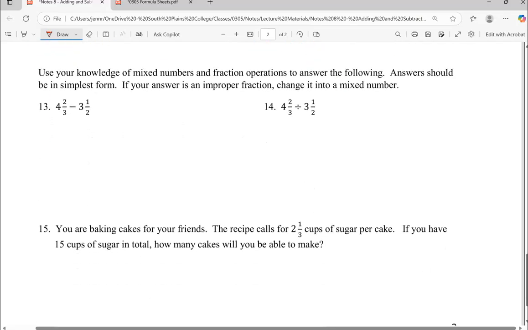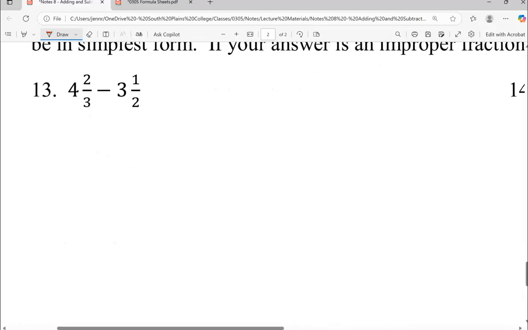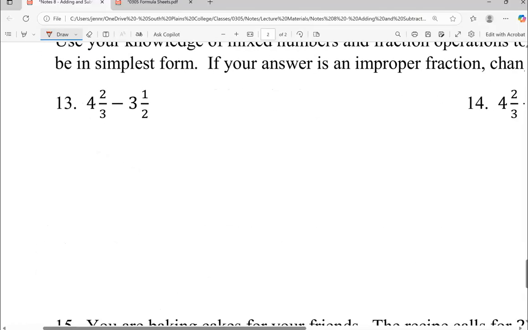Next up, use what we know about mixed numbers and fractions. So we're subtracting and we're going to divide to answer in the simplest form. Friends, there are a couple of ways you can do this. I could break this up and do 4 minus 3 and then 2/3 minus 1/2, but sometimes that's going to create a problem. So instead, let's change to our improper fraction first, and then we'll actually subtract.